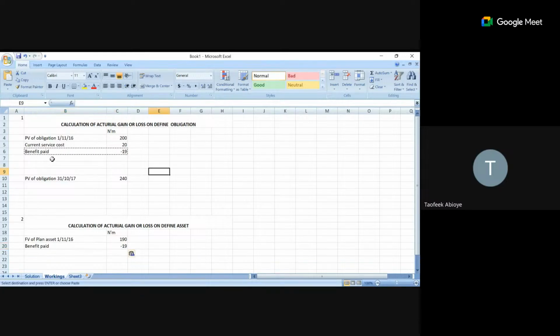Now, what's the next one? Total contribution paid to the scheme for the year to October 31st, 2017. So it is called contribution paid. That means what we are contributing to the plan every year. So it will increase your assets. Remember, the money we are contributing will be increasing our assets. So that is it.